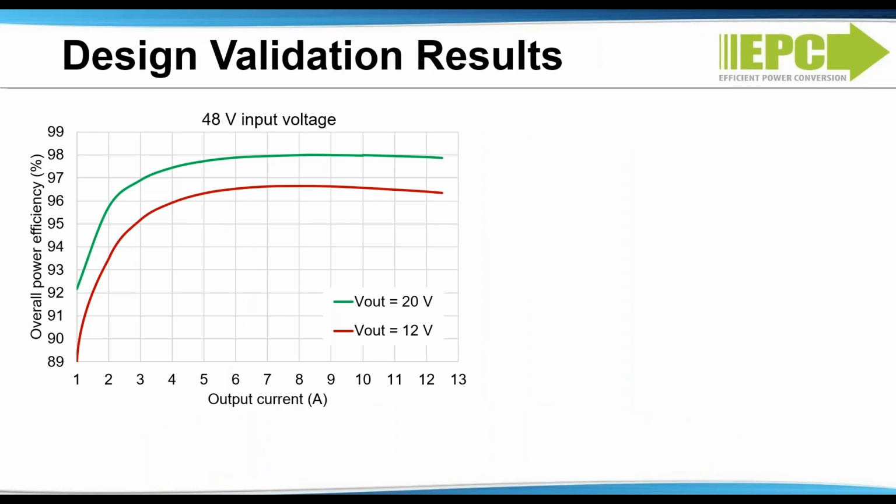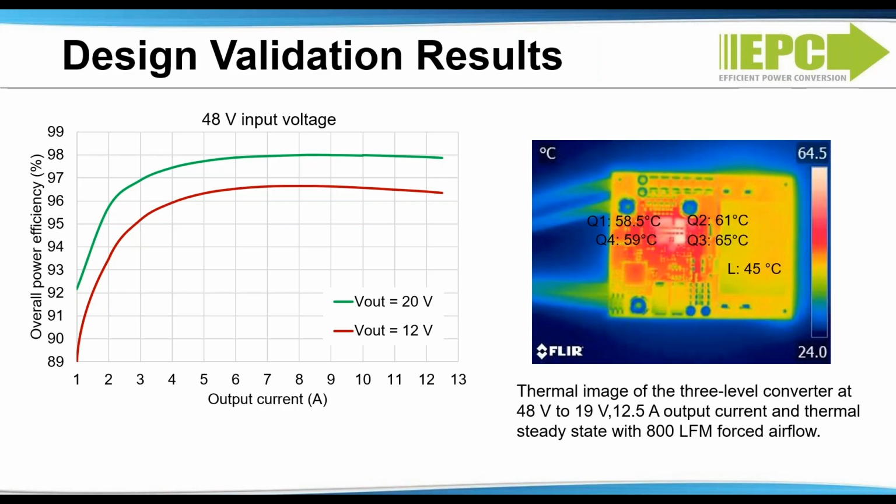The total system efficiency at 48 volt input, and 12 volt and 20 volt output, is shown in the graph on the left versus output current. At 20 volt output, efficiencies reach nearly 98%.